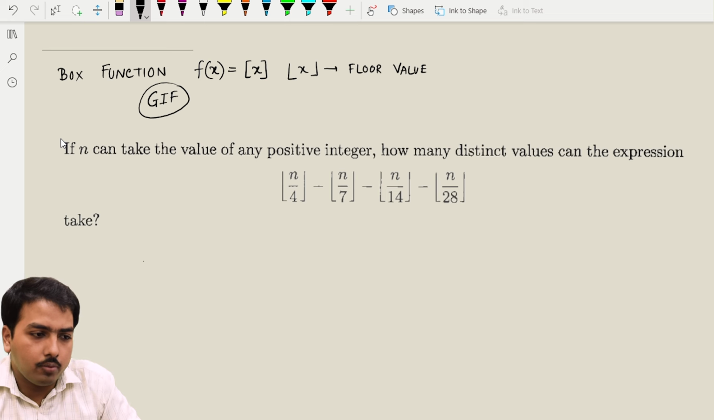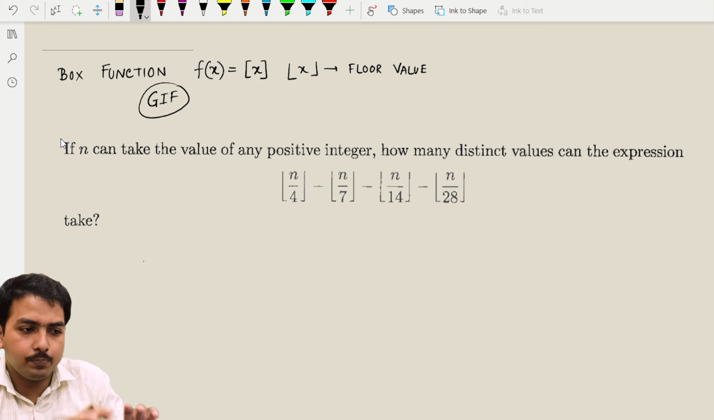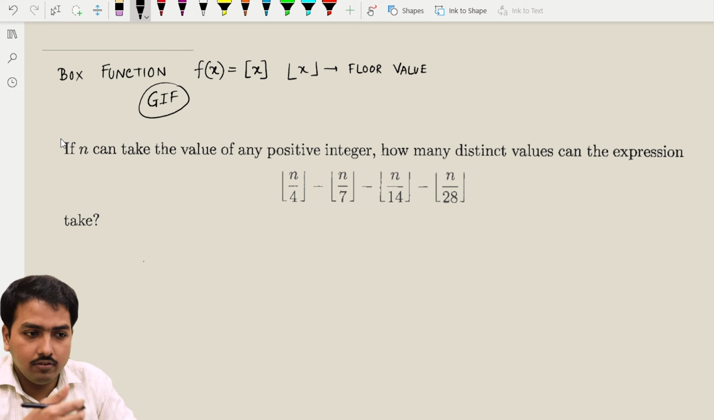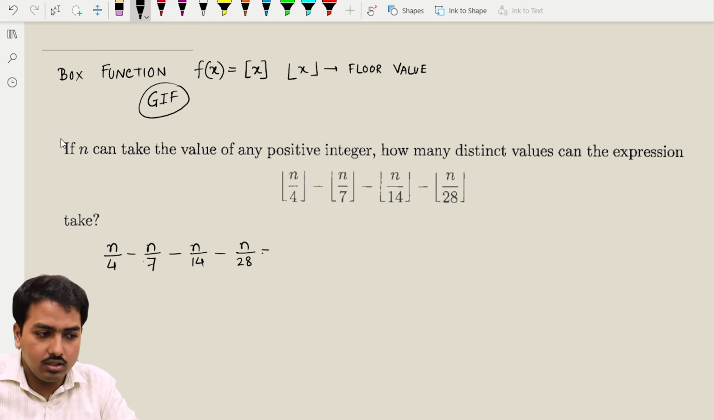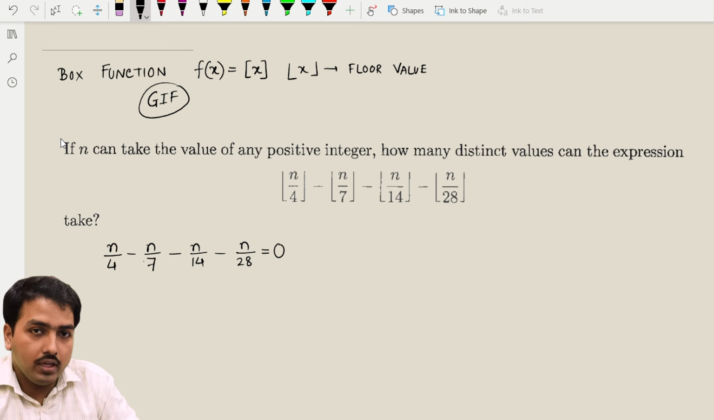To solve this problem, let's first focus on the given expression. The question is asking: for how many distinct values of positive integer n can the expression take? Let's start with, what if the box function is not there? Only n upon 4, n upon 7, n upon 14 and n upon 28. Let's think about it. If you simplify it, you would get 0, which is very interesting and might be useful at some later time. But let's see. Now we will take help of inequality.